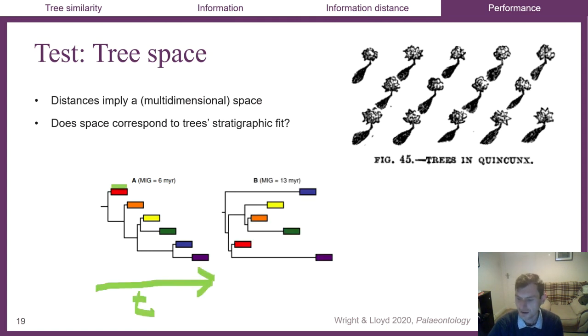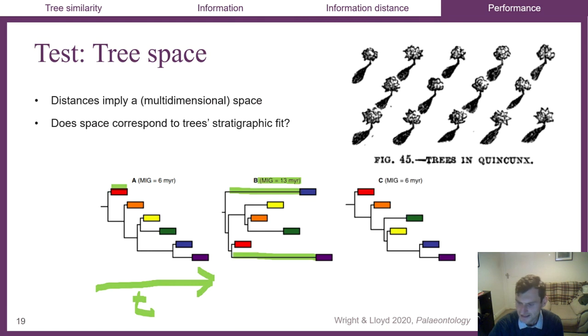But if we look at a different tree here, we have these really long ghost lineages where we could be seeing fossils but don't. So this tree is a bad fit with the fossil record. It's got a big implied fossil gap. And here's quite a different tree that again fits the fossil record that we've simulated quite well.